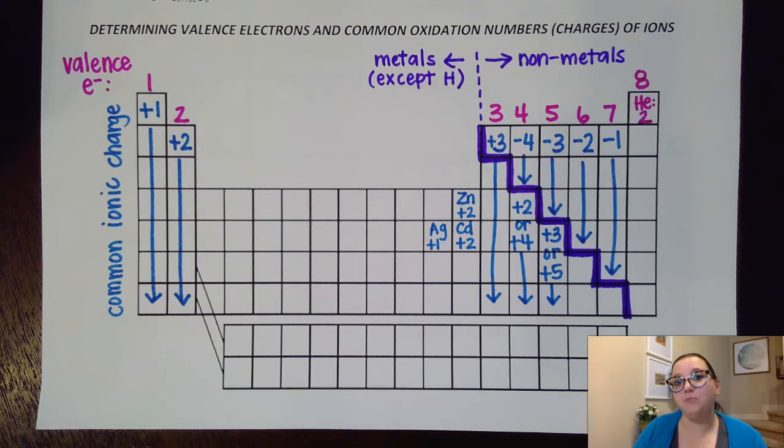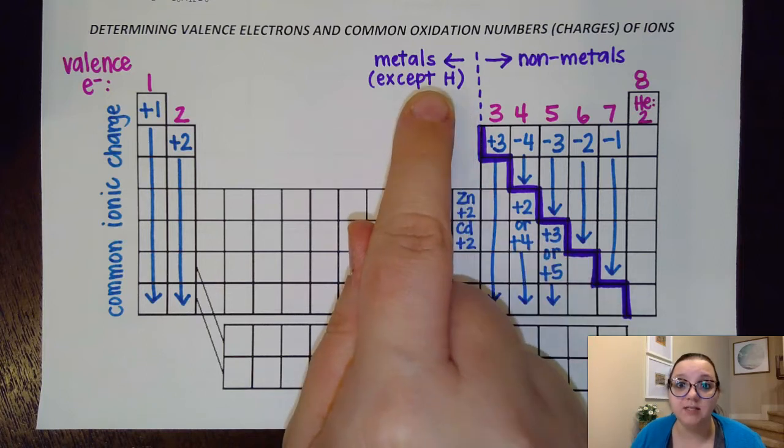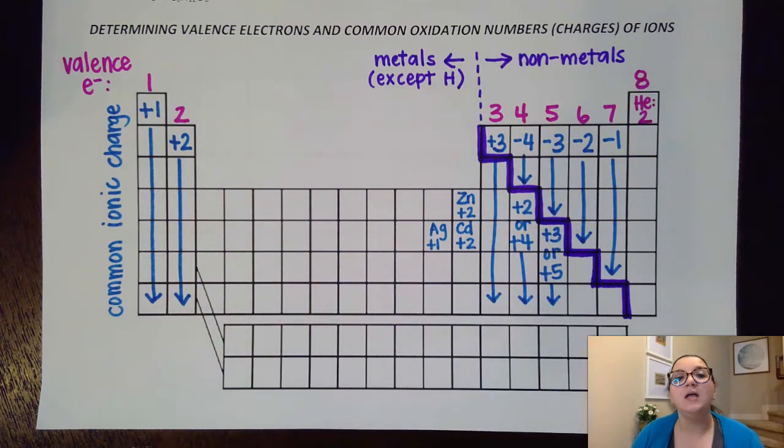The first thing I did is I broke my chart down into metals and nonmetals using our zigzag line of separation here. You notice that on the left-hand side, we have our metals, except hydrogen, and on the right-hand side, we have our nonmetals. The reason it's important to classify which type we have is that it determines whether a bond is going to be ionic or covalent, and also for ionic charges: remember, our metals like to lose electrons and become cations, whereas our nonmetals like to gain electrons and become anions.